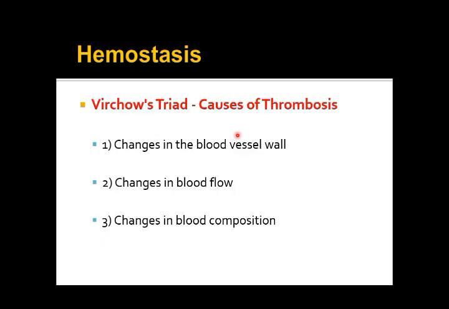Remember Virchow's triad? The three characteristics or the three risk factors that almost guarantee a blood clot forming? Remember, we've got changes in the blood vessel wall. That would be like damaged endothelial cells, or even vascular trauma, torn blood vessels. That's going to change the blood vessel wall, and endothelial cells will secrete tissue factor, which will activate clotting cascade. And if there's trauma to the vessel, subendothelial collagen will be exposed, and that will activate the clotting cascade as well.